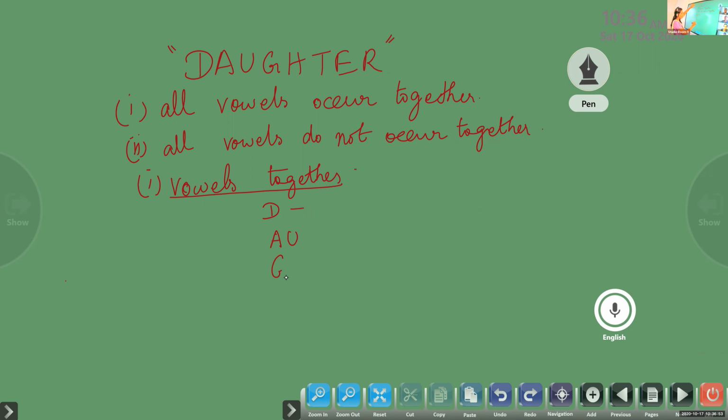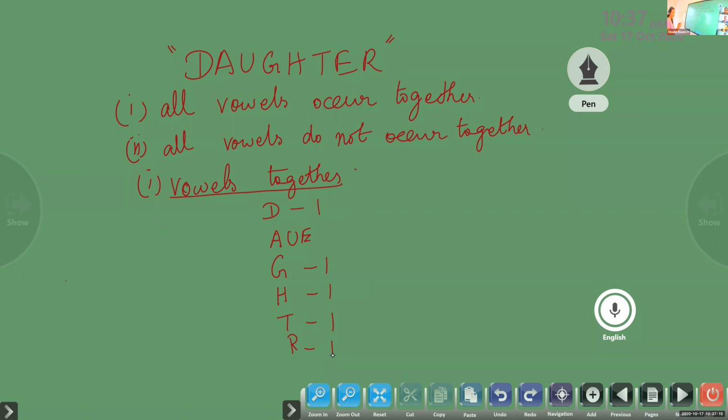G, it is a non-vowel. And how many times does it occur? D occurs only one time. G also occurs one time. Then you take the next alphabet, H. It is not a vowel and it occurs only one time. T, one time. E, it is a vowel. R is a non-vowel. Is it okay?